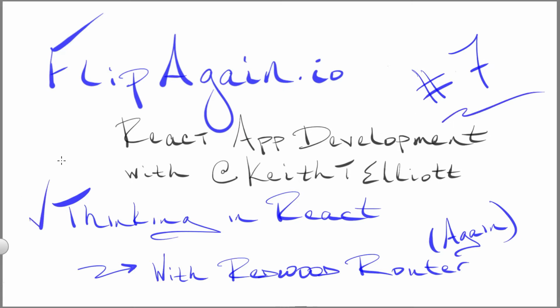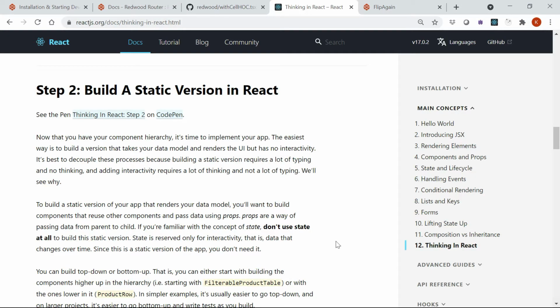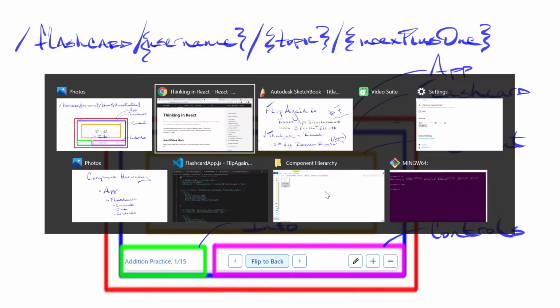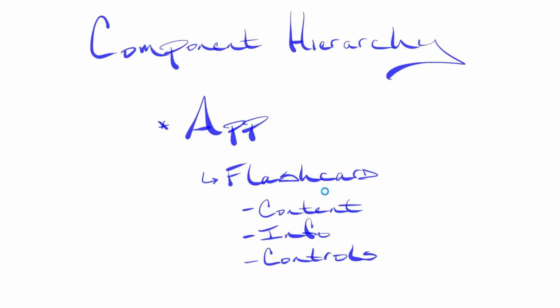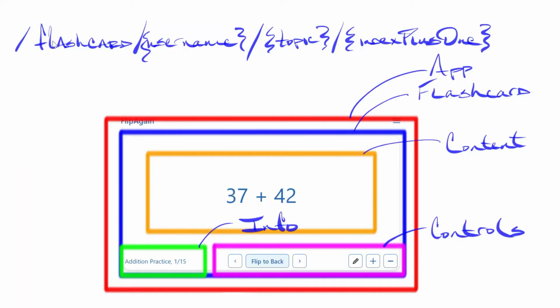We are thinking in React with Redwood Router. Again, we began this last episode where we stepped through the Thinking in React article from the React website with Redwood routing in mind, or routing in general. We created a mock. We defined the component hierarchy. We thought through the URL parameters, the URL, what it will look like, and the parameters that we will use to send from the URL.